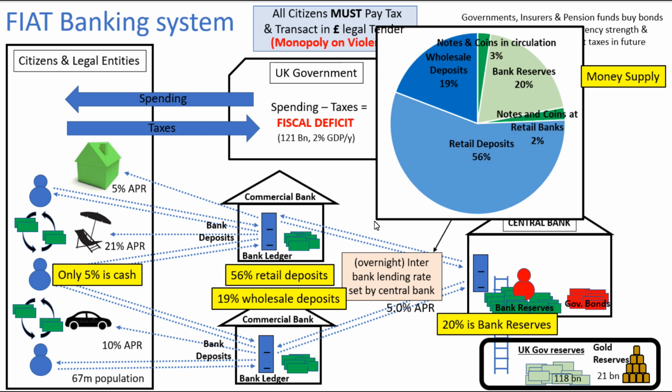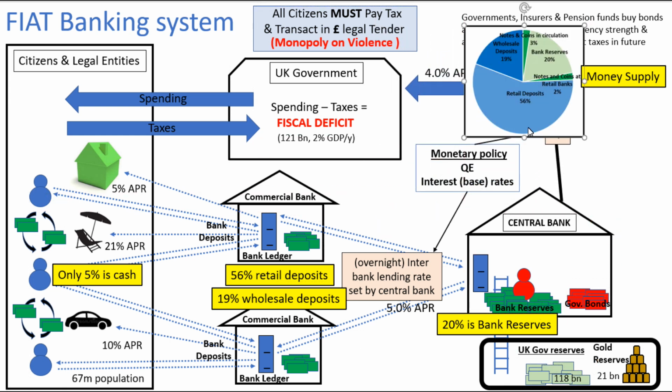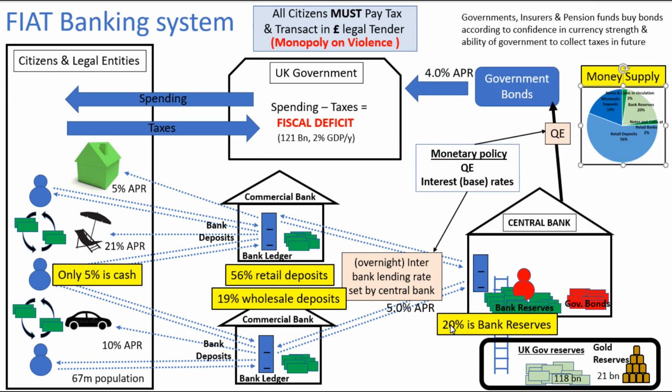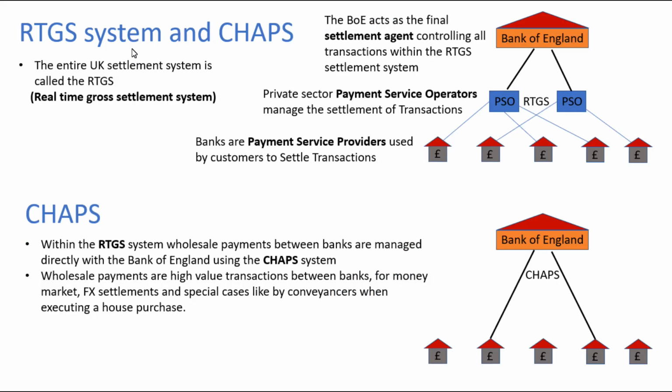So each bank has to, under government regulation, have a particular reserve requirement. And as we can see, that's 20% of the overall money supply. And this is actually stored at the central bank. It's not stored by the banks themselves, even though it's their money. It's stored by the central bank on the actual central bank computer ledger. The systems used for this are called the real-time gross settlement system.